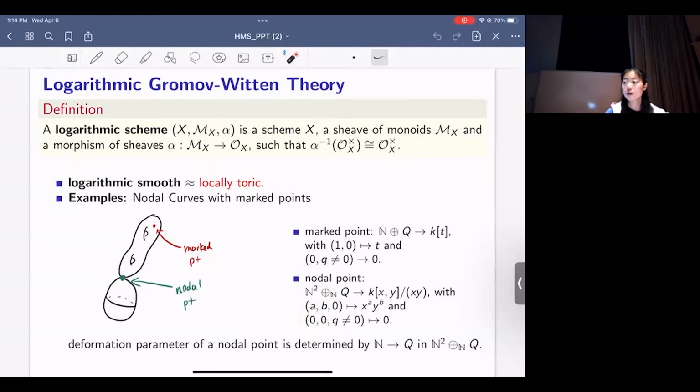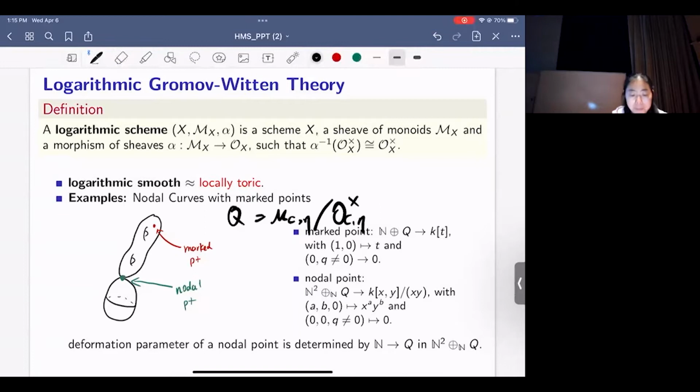Sorry, what is this Q? Yeah, it's a good question, and thanks for asking. So Q is the log structure on the generic point of the curve, and we model it by the invertible functions on it.